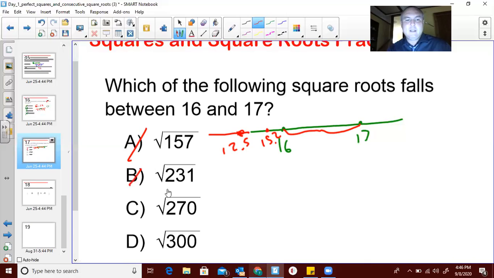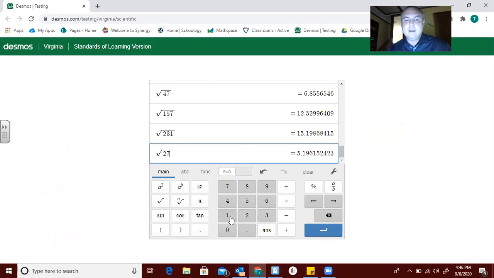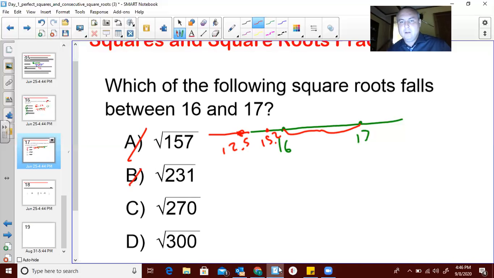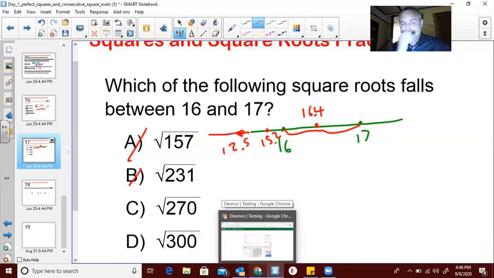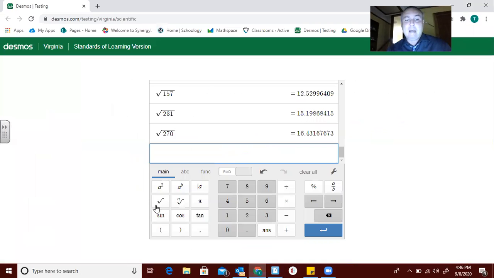Let's give C a shot. Square root of 270. I have a feeling this one's going to be good. 16.4. All right, we're looking pretty good here. I'm thinking this is probably the answer, but I'm not going to circle it yet. You'll hear me say this a bunch over the course of the year or semester: always check all the answers, because you never know. Sometimes these test makers will throw in tricks. Don't stop just because you think you have it. Confirm that everything else is not right.